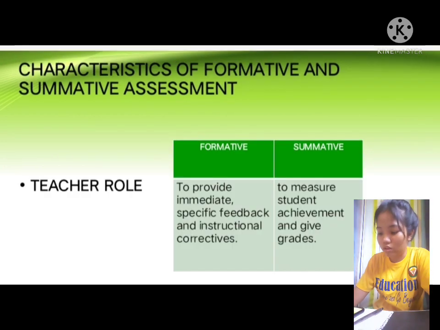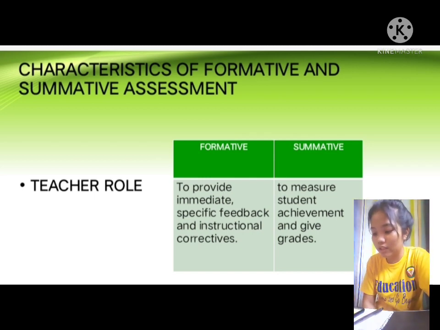Next is teacher role. For formative, to provide immediate, specific feedback and instructional correctives. So, using formative, we can identify if the teaching and learning is effective, and if not, we can immediately apply or use another teaching style to help the students learn in an easy and effective way. This happens during teaching and learning. While sa summative is to measure student achievement and give grades. Ito yung to judge and measure the level of understanding of the students. This happens after teaching to give grades to the students.